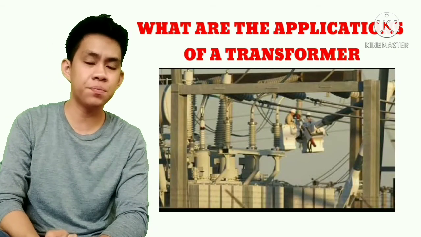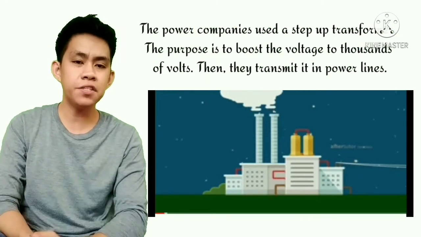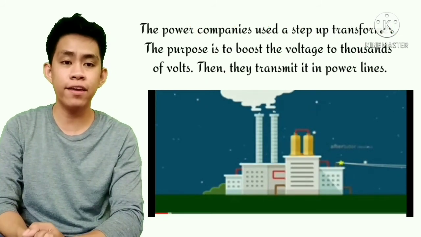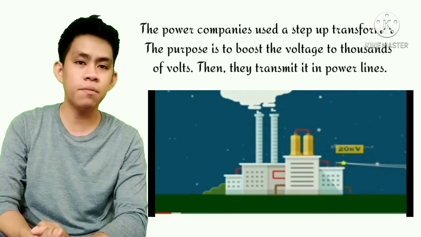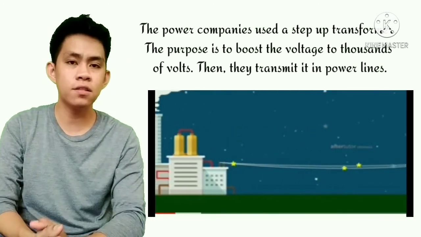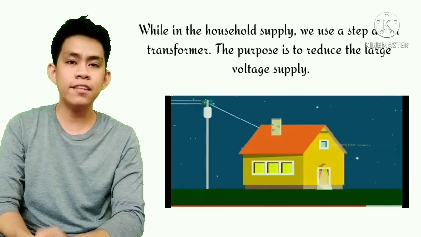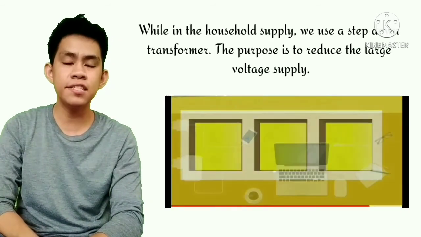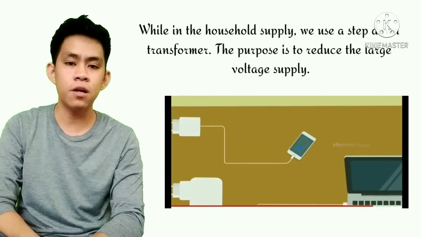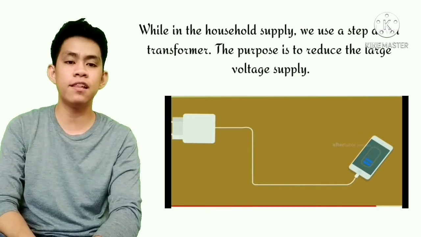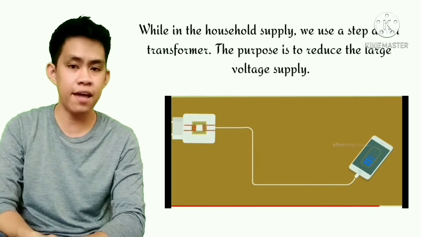And the last question is, what are the applications of the transformer? The power companies use a step-up transformer. Why? The purpose of it is to boost the voltage to 1000 volts. Then, they transmit it to the power lines. While in the household supply, we use a step-down transformer. The purpose is to reduce the large voltage supply.